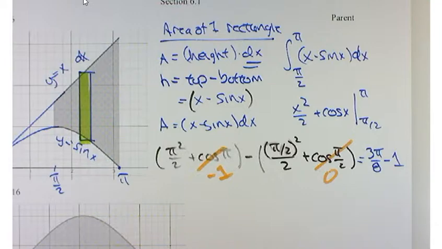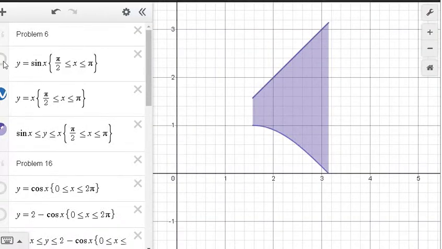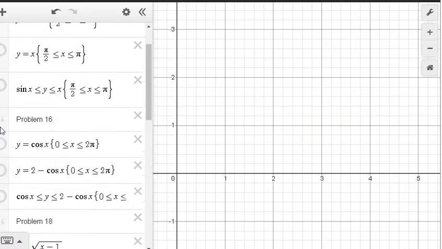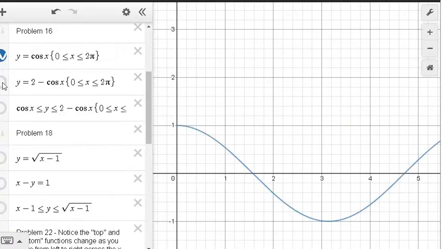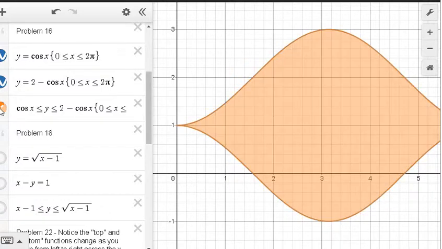You should have a Desmos link for this as well, so you can look at some of these pictures on Desmos if you want. I'm not sure it really matters much to us in this case. But here are our two curves in problem 16, cosine of x and 2 minus cosine of x. We want the area between those, so this is your part. Ready? Pretty nice. Let's see if we can find that area.